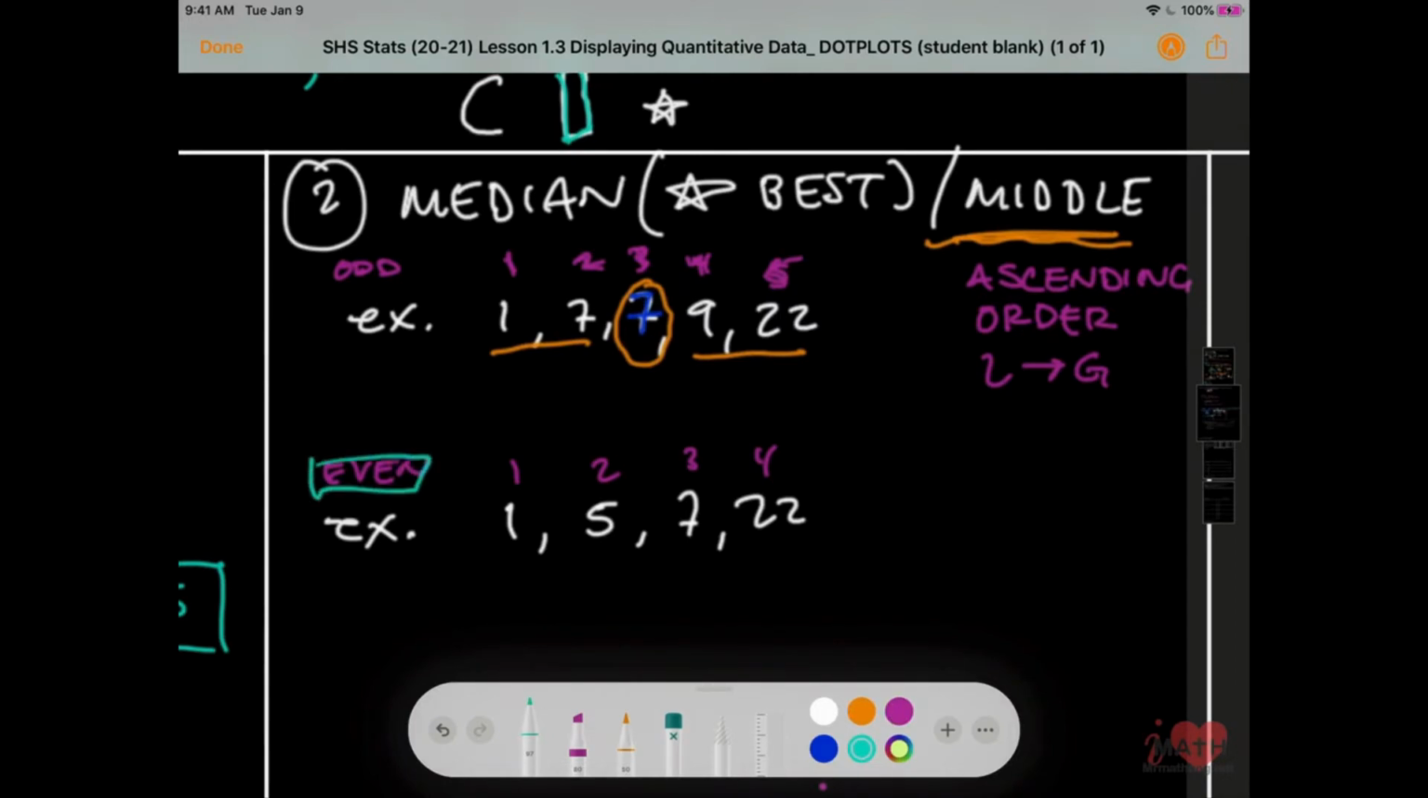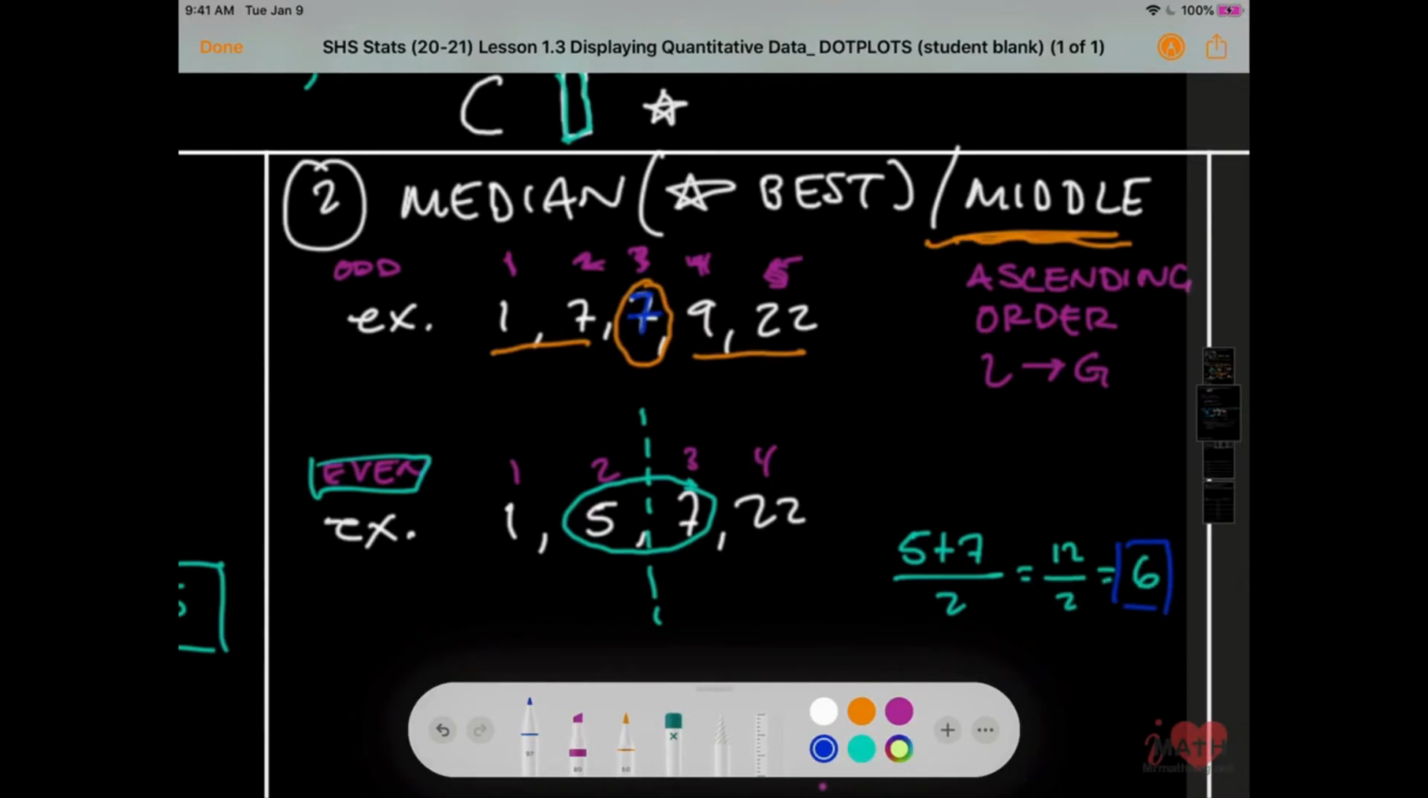With evens, well, you think about it. If I want 2 to the left, 2 to the right, then it's actually right down the middle. And what you have to do here is find the average of those two numbers. So 5 plus 7 divided by 2, what we just did in the previous problem. So 12 divided by 2 is 6. 6 is my median.